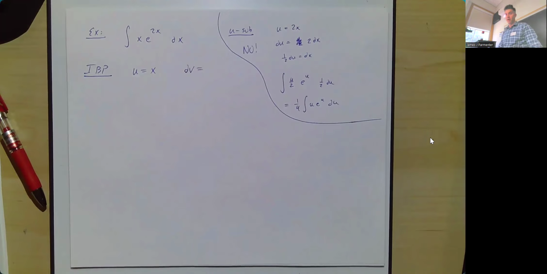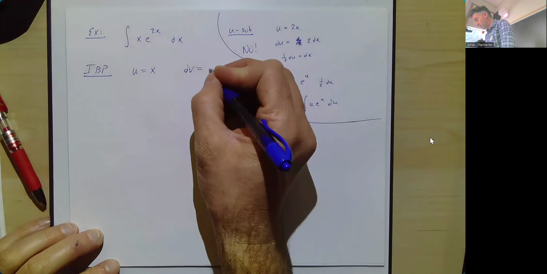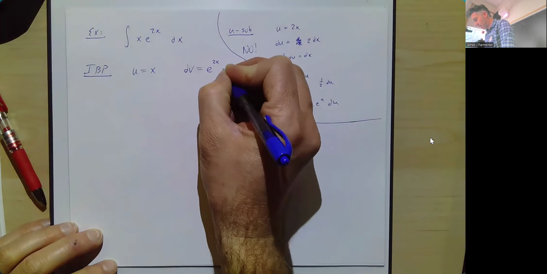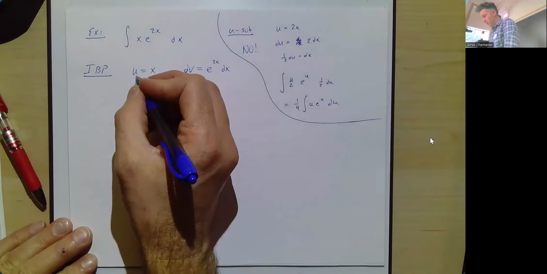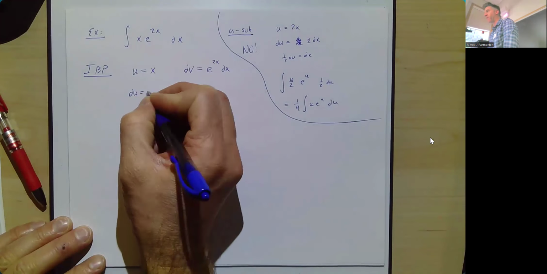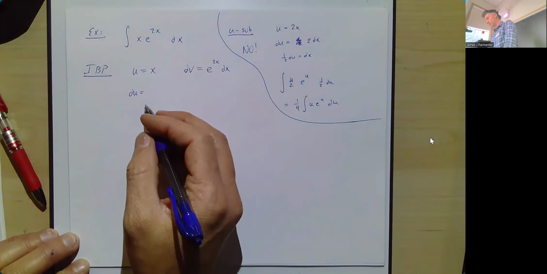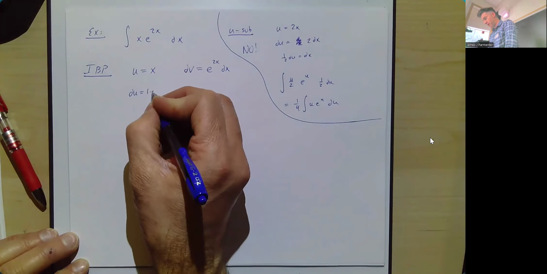All right, there's no mystery here. dv is everything else. It's e to the 2x times dx. And then we find the other things. We're not rewriting, we're finding. du: the derivative of x is 1 times dx.